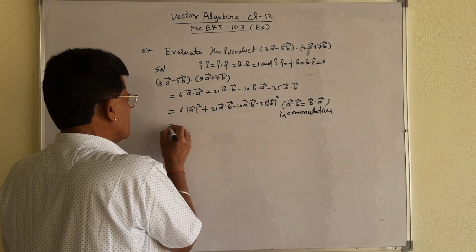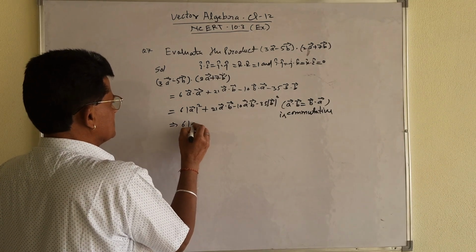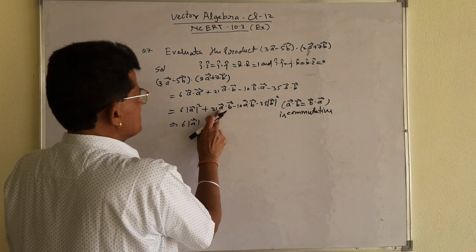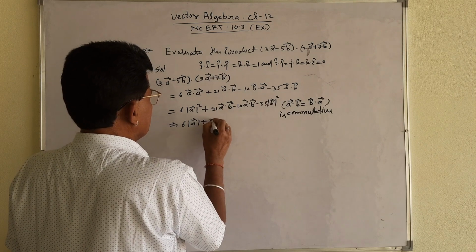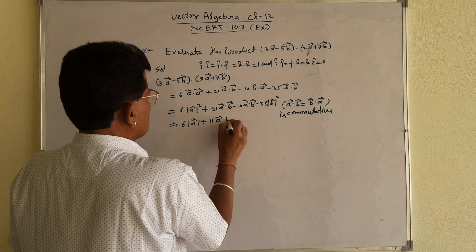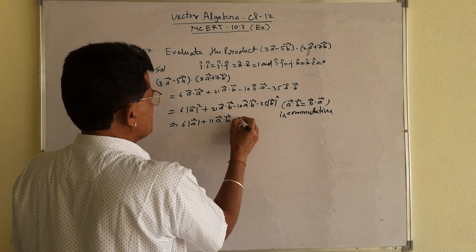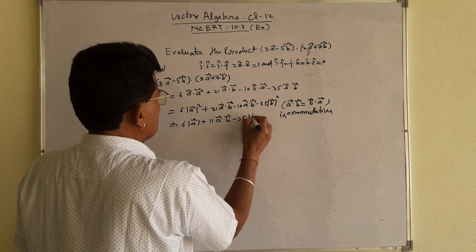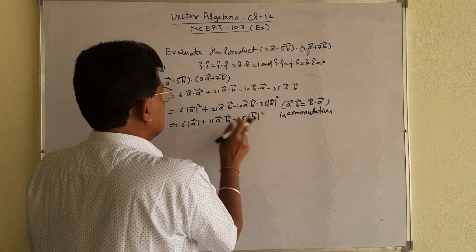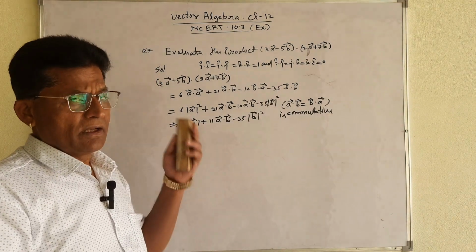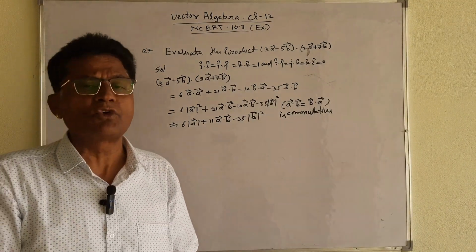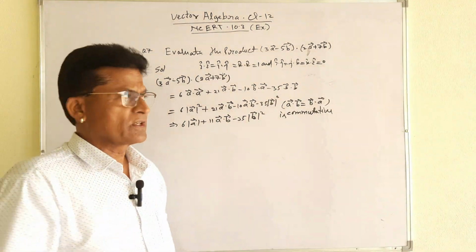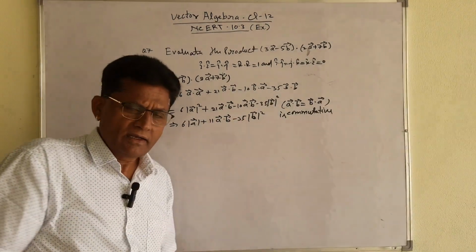My dear student, you see, this is the result we got. This is positive, this is negative. Plus 11 dot product of 2 vectors a and b and minus 35 magnitude of b vector squared. It is the value of it. Very simple. By using this result, you can find out the solution of other questions also. I do hope that you will keep in mind this result.